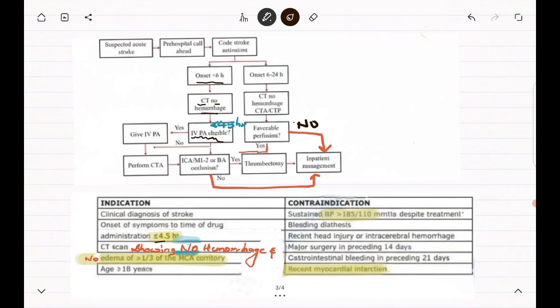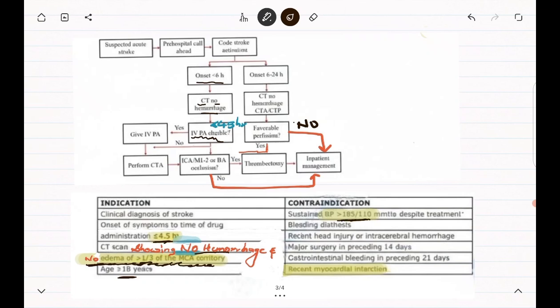Other indications, which I have written in the lower box, are that the symptoms have started in less than 4.5 hours and the CT scan shows no hemorrhage, then only we can give it. I have told you already that this management is for ischemic stroke and not hemorrhagic stroke. One more important point is there should be no edema of more than one third in the MCA territory. The edema can be present, but it should be less than one third of the MCA territory, and the age of the patient should be more than 18 years.